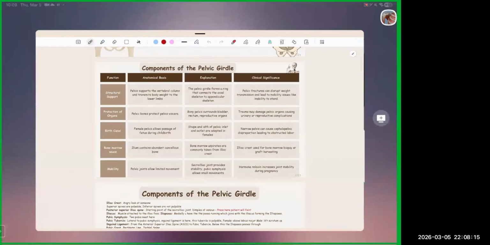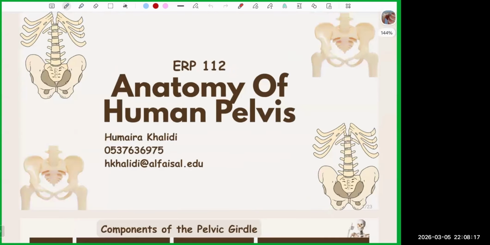Today I will be giving the lecture Anatomy of Human Pelvis. This includes both Pelvis I and Pelvis II.